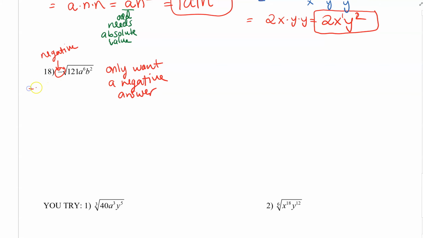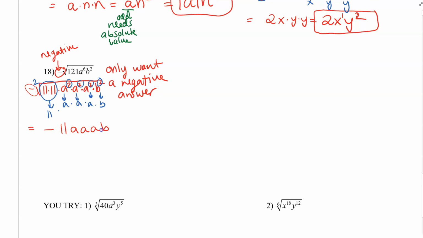So first I'll start by just looking at the 121, right? That breaks into 11 and 11. A to the 6th, I could break into 3 perfect A squareds, and then I already have a perfect B squared. So I find that I actually have 1, 2, 3, 4, 5 index-sized groups. For each index-sized group, that's a perfect square root. So I have a square root of 11, a square root of A, square root of A, square root of A, and a square root of B. And all of those things are being multiplied together. So this is equal to negative, because that was already in front, 11 times A times A times A times B, which is negative 11 A to the third B.